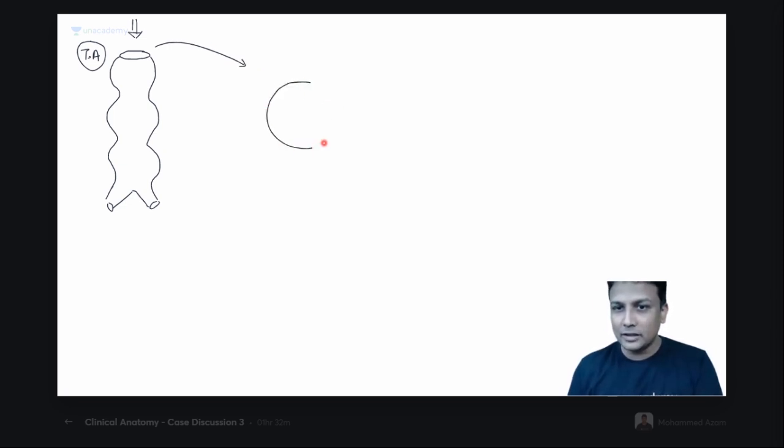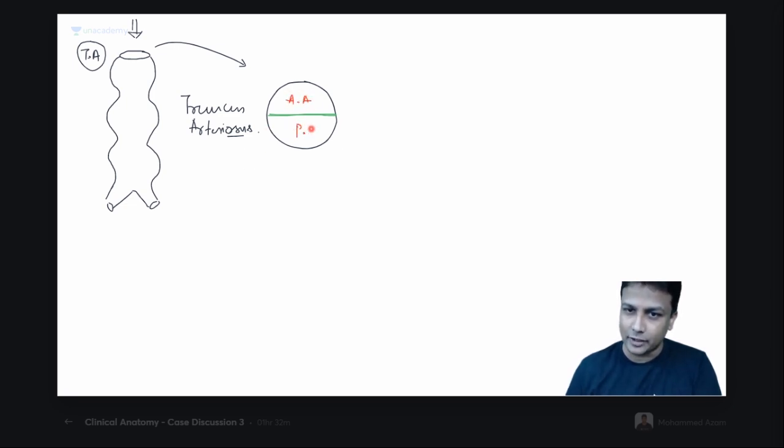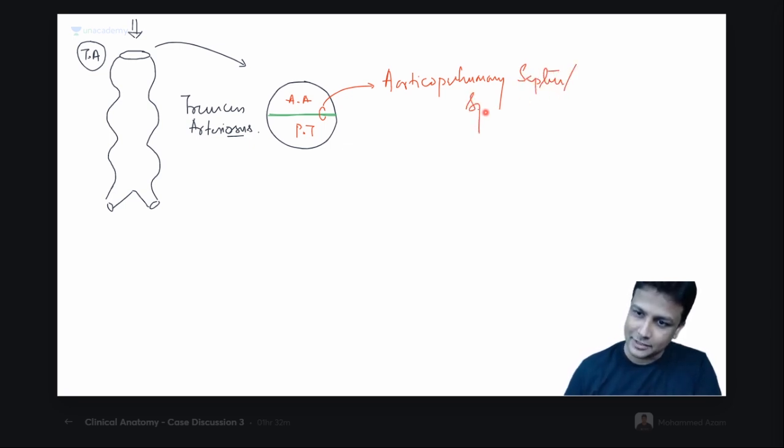So suppose this one is your truncus arteriosus. And in the middle of this, there's a formation of a septum. And because of this septum, on one side you'll have the ascending aorta developing, and on the other side you'll have the pulmonary trunk. Now, first of all, let us finish learning this one. What is the name of this septum? The name of the septum will be the aorticopulmonary septum. Easy name. Another name of this septum will be the spiral septum, guys.